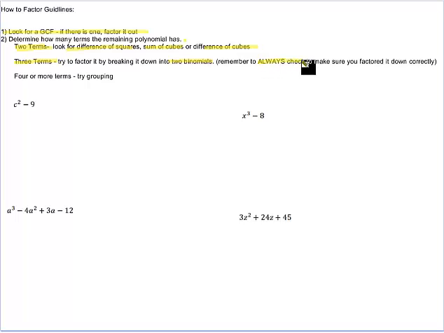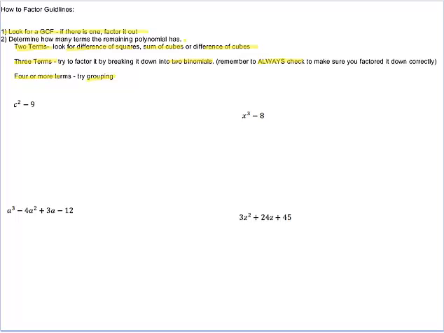Always make sure you are checking these to make sure you factored it down correctly. Okay? And you can factor that down by guessing and checking through number sense. You can do it through grouping. You can also do it through the X-box. It's whichever method makes the most sense to you. Just make sure you check it at the end. And then if you are left with 4 or more terms, you're going to try grouping. All right? So we're going to go through and do these examples using this guideline to help us.